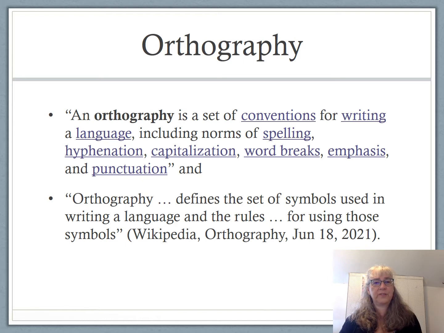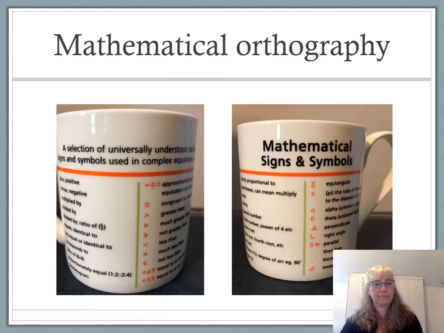An orthography is a set of conventions for writing a language, and includes norms for a variety of different features. More generally, I like to think of orthography as defining the set of symbols used in writing a language and the rules for using those symbols.